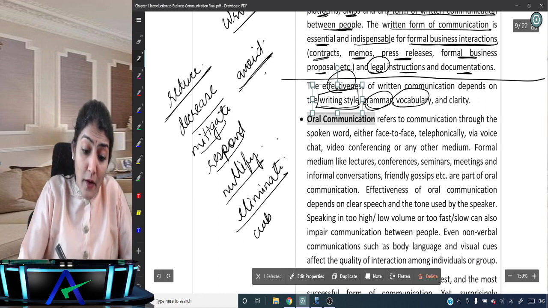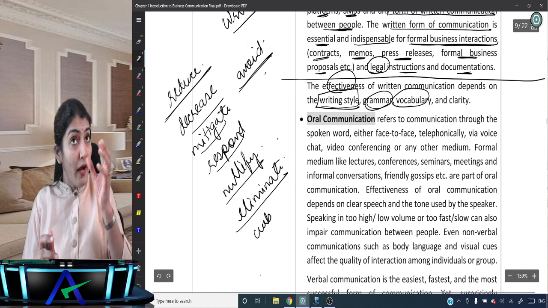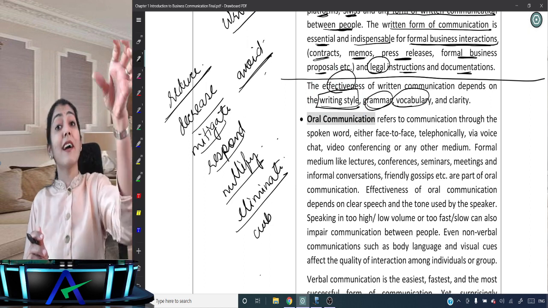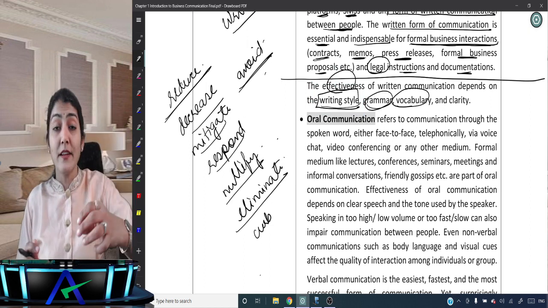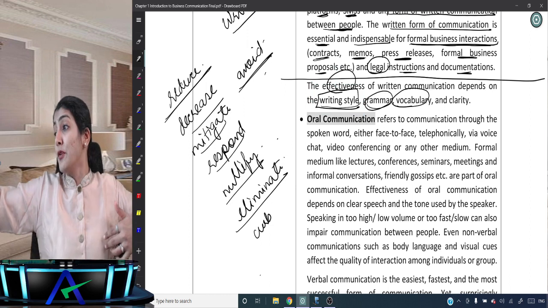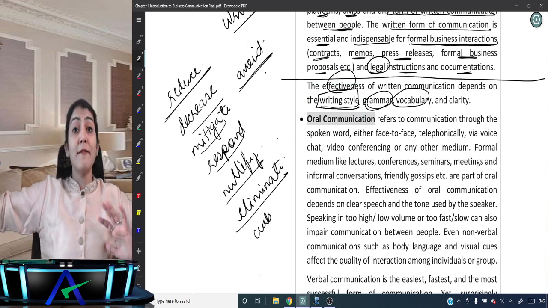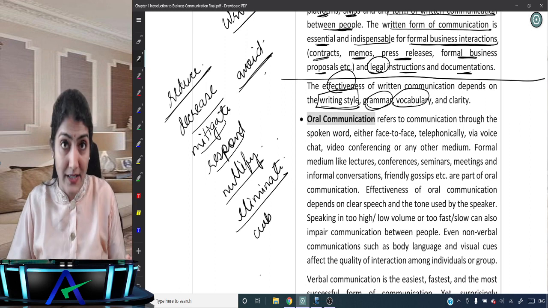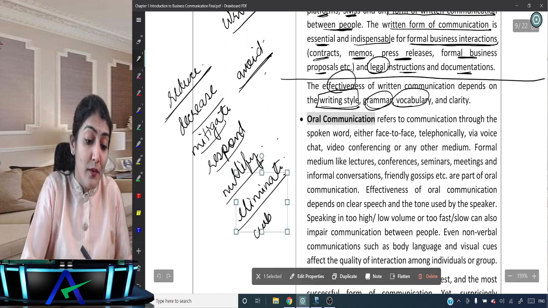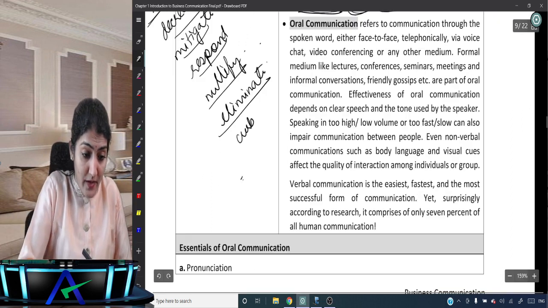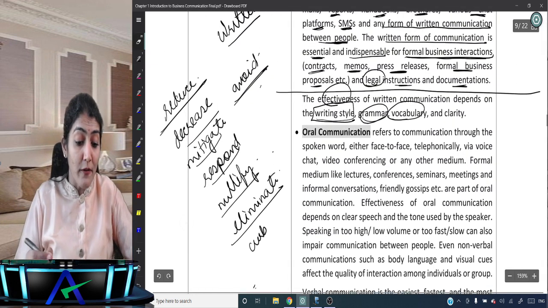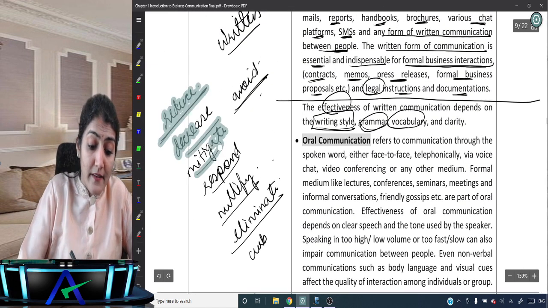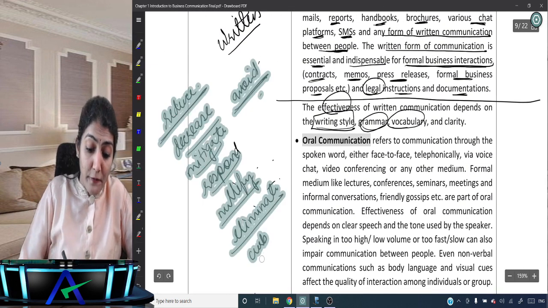So now, vocabulary: you have to use the correct word in the correct context at the right place. Just because you know a new word and you are yourself fascinated by it, you want to use it, that is not right. Generally they use a word called cacophony. And what is cacophony? The sound of many insects making sound together, that is called cacophony.